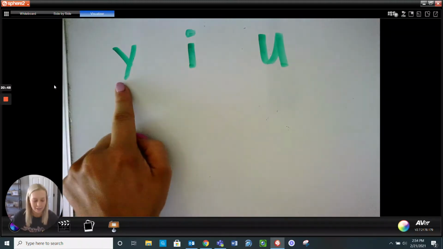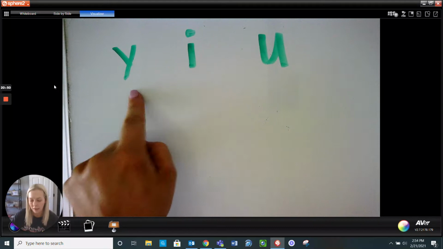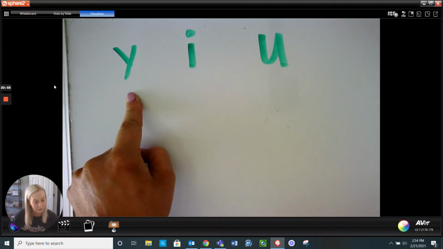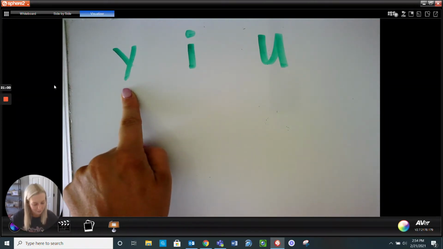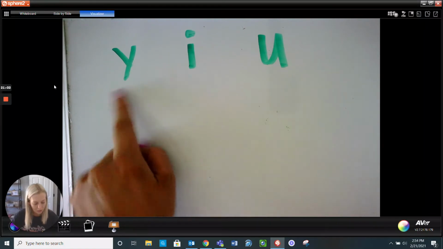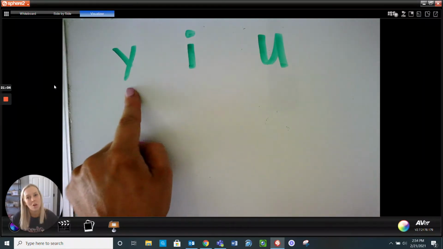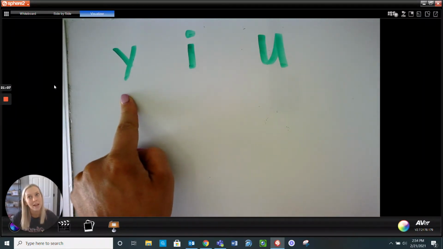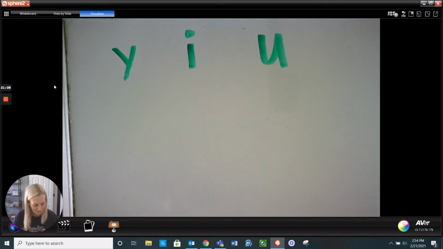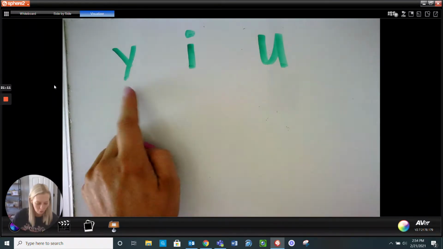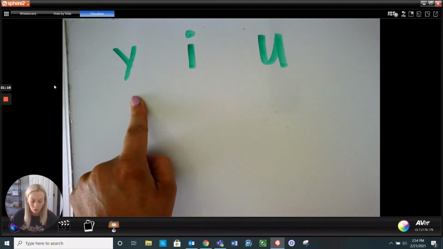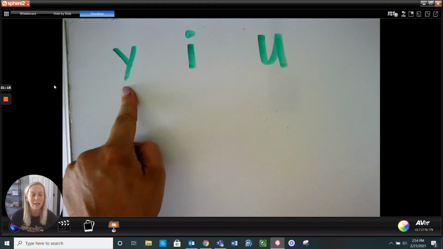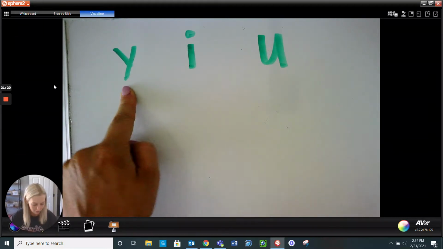So what does this one say? Y, I, E. Which one is the short sound? I. And which one is the long sound? I. And which additional sound do you think is the long one for Y? E. Very good. Where does Y say the long E sound? It says E only in an unstressed syllable at the end of a multi-syllable word.